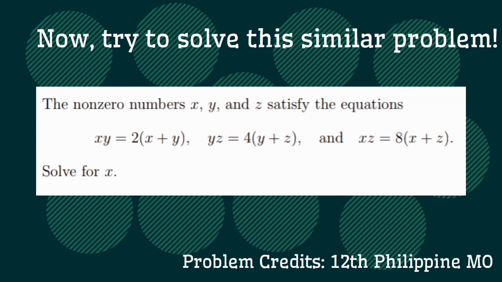Now, let us try a similar problem to this one. So the problem goes as follows. The non-zero numbers x, y, and z satisfy the equations xy is equal to 2 multiplied by the quantity x plus y. yz is equal to 4 multiplied by the quantity y plus z. And xz is equal to 8 multiplied by the quantity x plus z. Solve for the value of x.